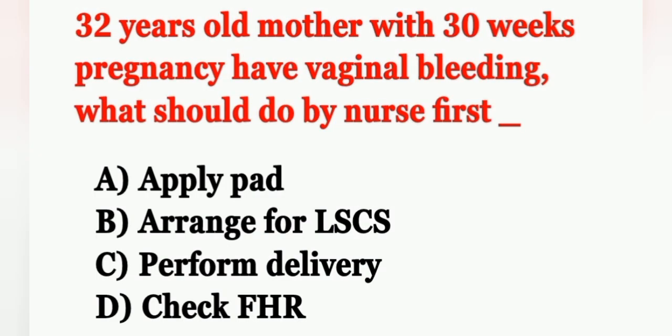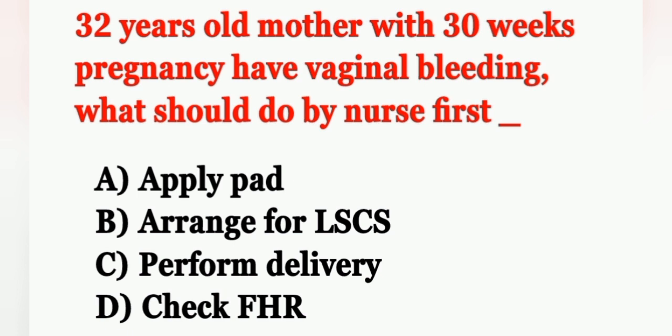Move on to the next question. A 32 years old mother with 30 weeks pregnancy has vaginal bleeding. What should be done by the nurse first? Option A, apply pad. Option B, arrange for LSCS. Option C, perform delivery. Option D, check fetal heart rate.